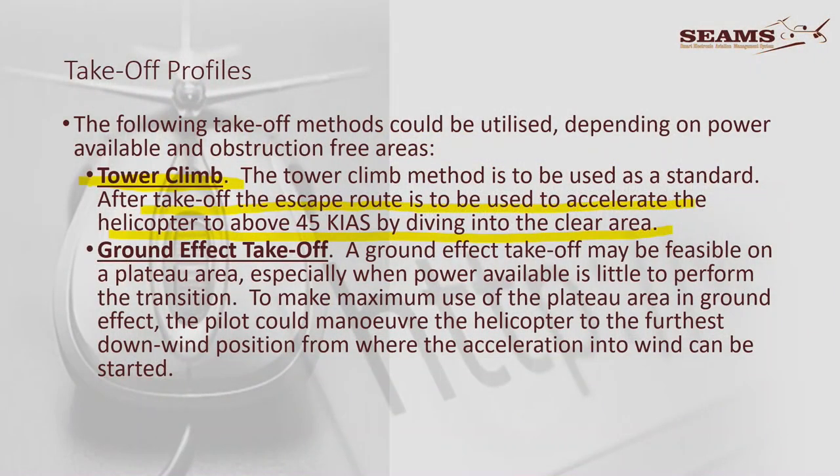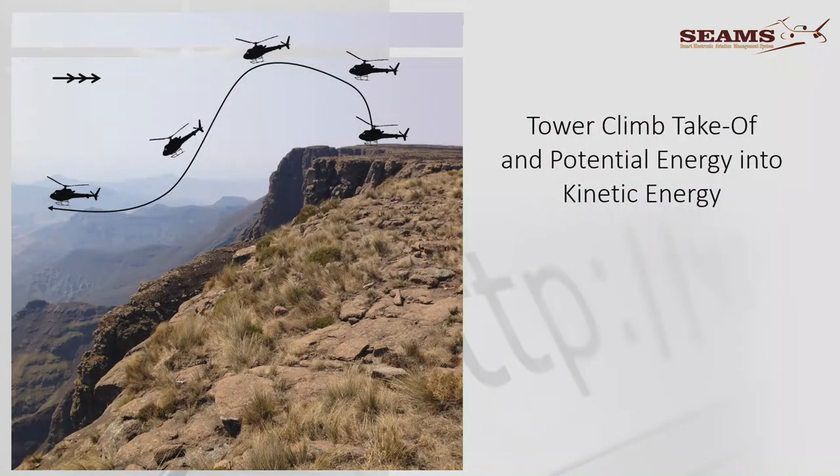Ground effect takeoff. A ground effect takeoff may be feasible in a plateau area, especially when power available is little to perform the transition. And this is where I'm going to tread lightly when I say what I'm going to say there. Make maximum use of the plateau around the ground effect. The pilot could manipulate to the furthest downwind position from where the acceleration into wind can be started. And I need to show you the pictures. So let's go to this picture now, and let's first look at this one.